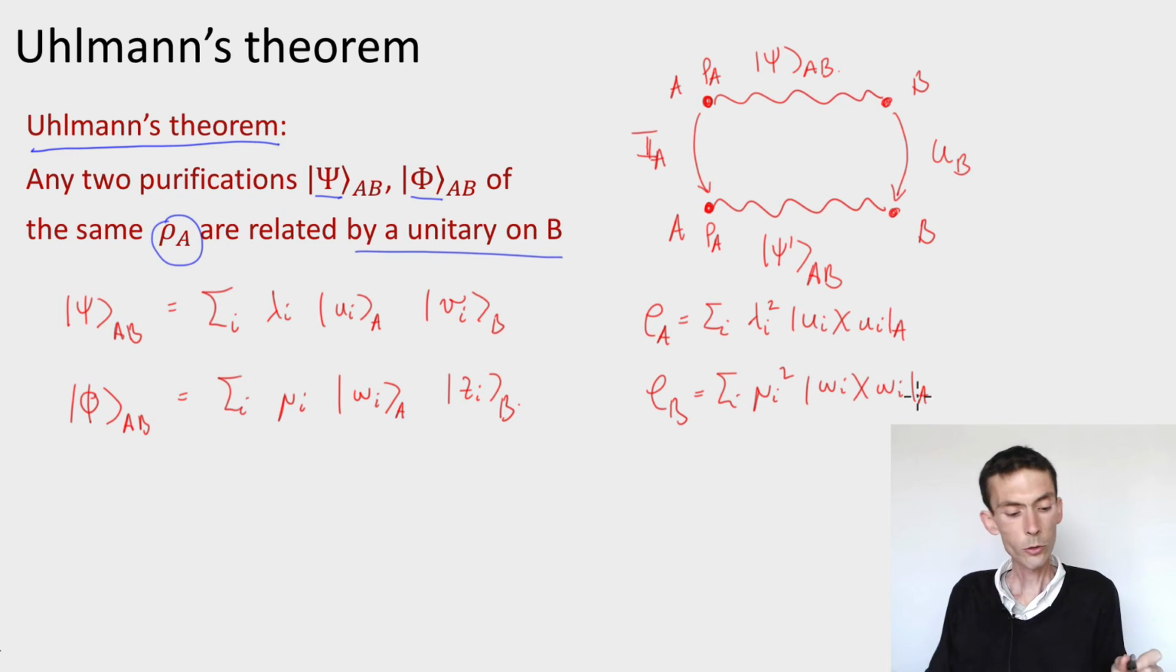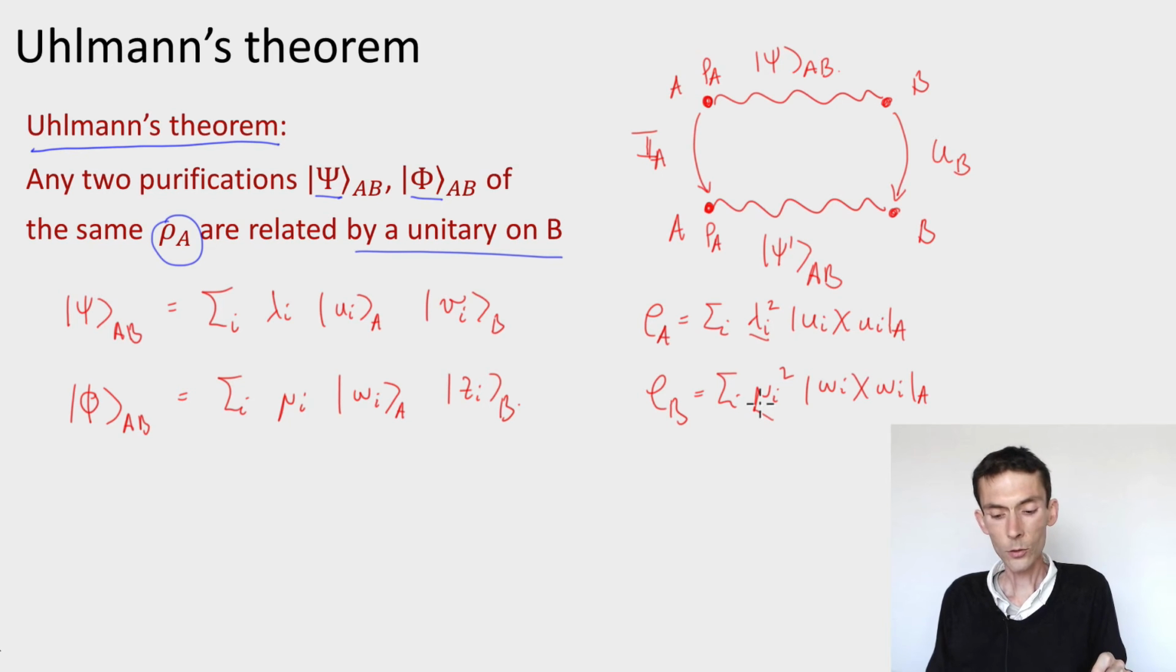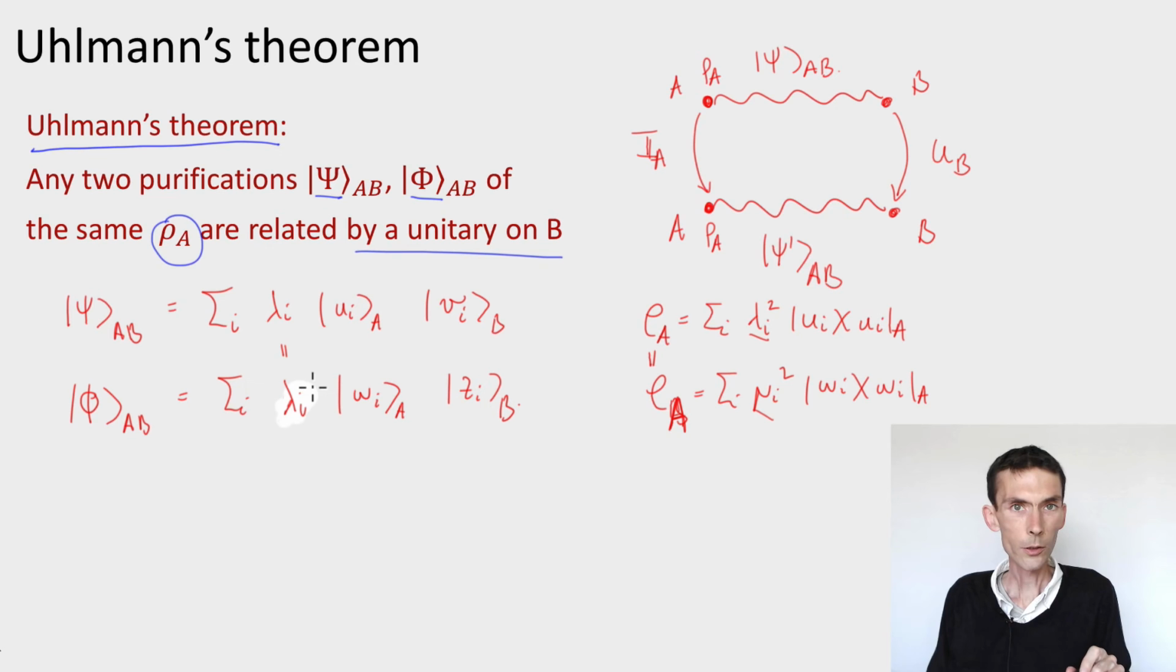And because both the u_i's and the w_i's are bases of system A, these lambda_i squared and mu_i squared are uniquely defined as the singular values, sorry, this should have been a rho_A, as the singular values of the same reduced density matrix rho_A, because that's the assumption of my theorem, which means that necessarily the lambda_i's are equal to the mu_i's. So in this decomposition, it should be the case that we have equality here.